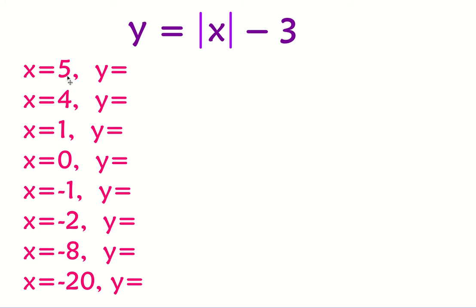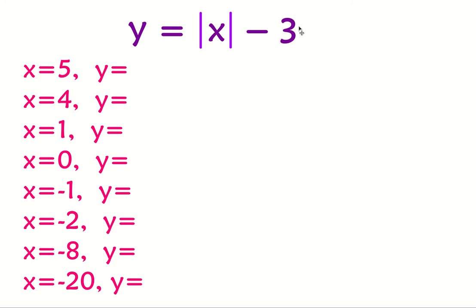So like here, if you plug in 5 for x, are you going to get potentially more than just one answer? No, you're only going to get one answer. So remember, this says the absolute value of x minus 3. Another vocab reminder: absolute value means the distance from 0.